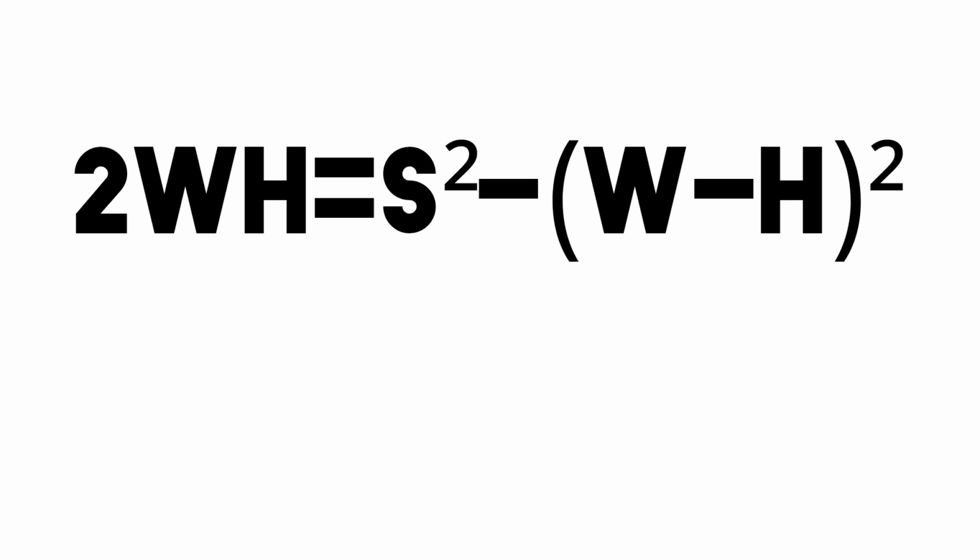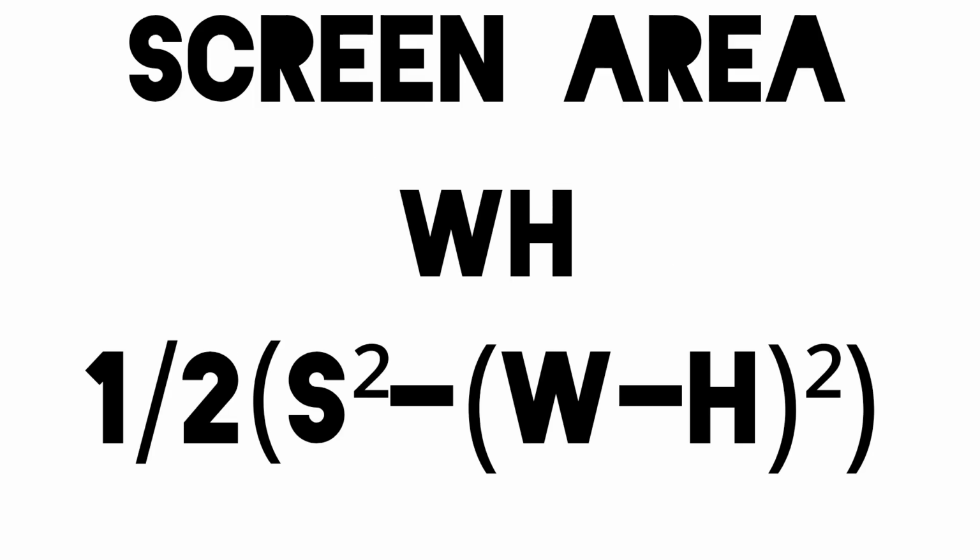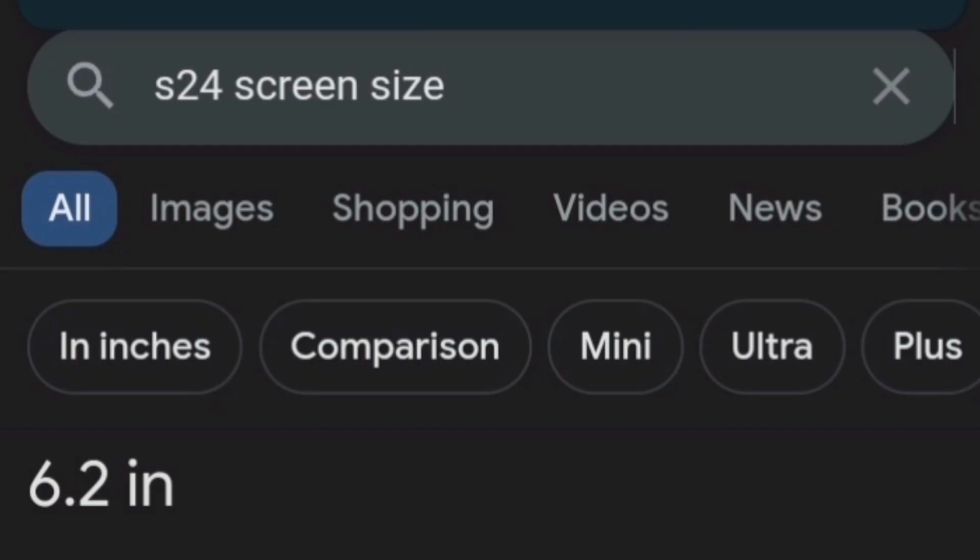If we rearrange a little bit and divide by 2, we'll see that wh, which is the screen area, is 1/2 times (s squared minus (w minus h) squared). In our example, s is equal to 6.2 inches. So let's plug that in.